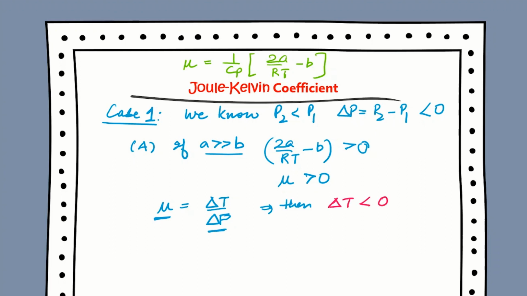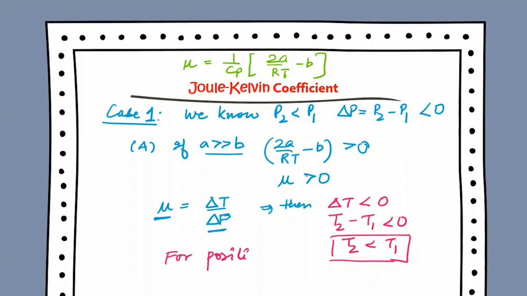So in this case, if delta T is less than 0, that means T2 minus T1 is less than 0 and this T2 is less than T1. So that means the temperature on the other side is less than the initial temperature. So for positive mu, delta T is less than 0. That means cooling is produced.